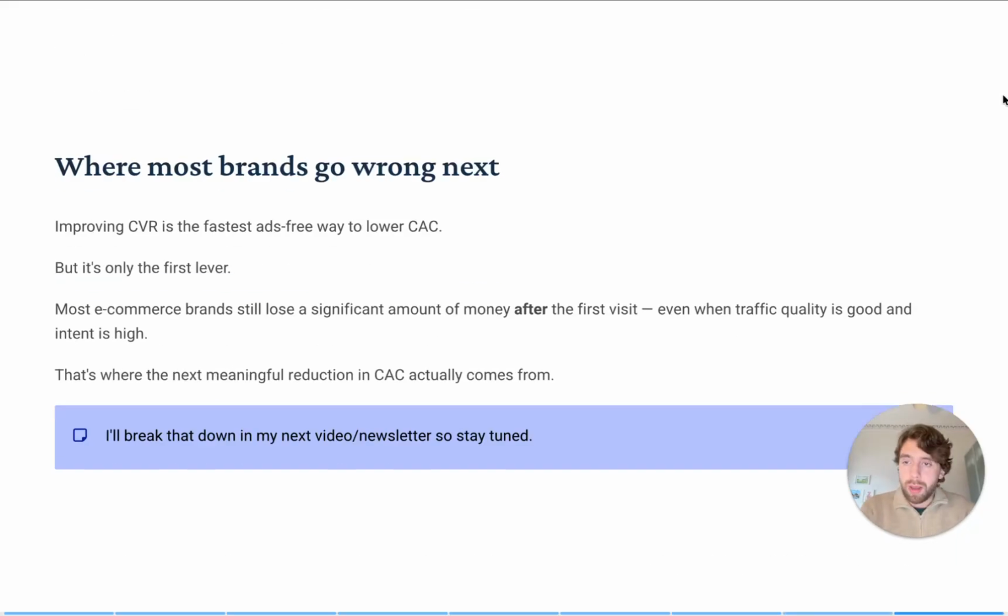Anyway, so yeah, that's everything. So improving your conversion rate is the fastest ad-free way to lower CAC. But it's only the first lever. There are more things you can do after this. Hint, hint, I'm talking about email flows here, getting them right. You won't believe how many people I spoke to who get them wrong. Even when the traffic quality is good, people still let stuff slip through the cracks, and it just doesn't make any sense whatsoever.